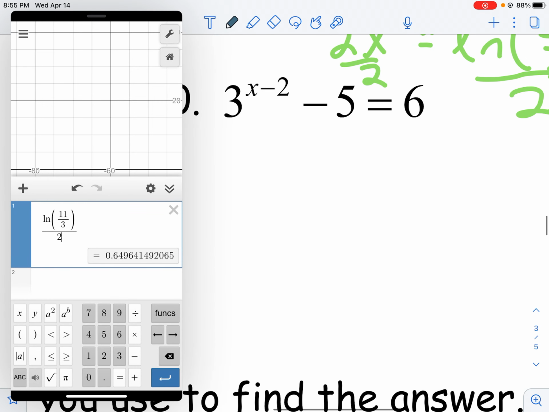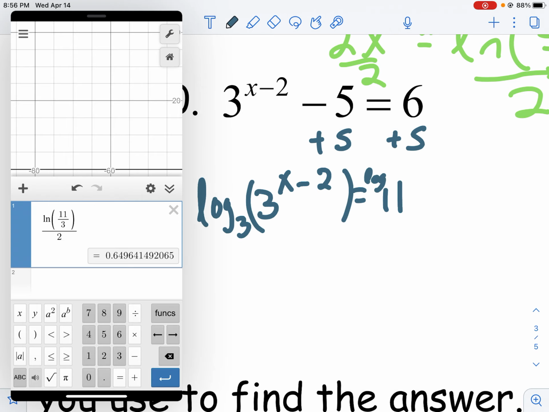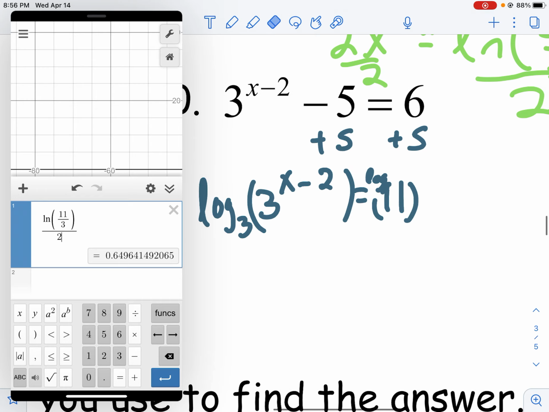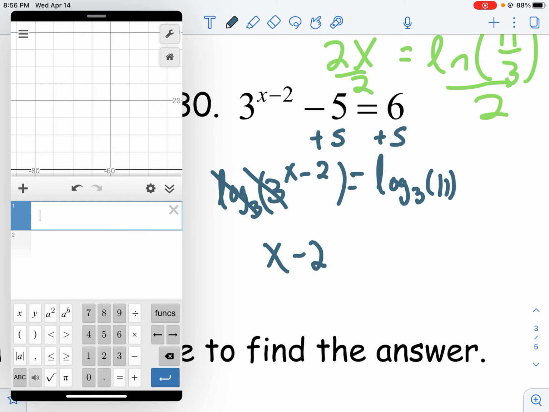All right, and then number 30. Number 30, we add 5 to both sides to isolate the exponent. 3 to the x minus 2 equals 11. And then we can log base 3 both sides to cancel out the 3. Wow, I can't really see that at all. Here, I'll do this. So log base 3 both sides, cancels the 3, so we get x minus 2. Type in log base 3 of 11, or you can do it at the end. Either one is fine.